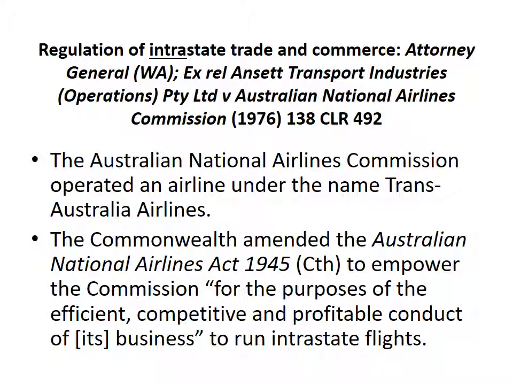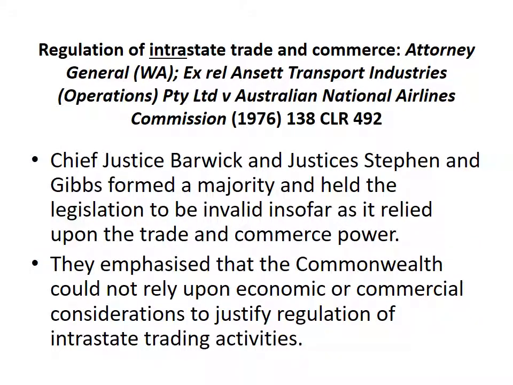The Australian National Airlines Commission operated an airline under the name Trans-Australia Airlines. The Commonwealth amended the Australian National Airlines Act to empower the Commission, for the purposes of the efficient, competitive and profitable conduct of its business, to run intrastate flights. Ansett argued that this was beyond its power under the Trade and Commerce Power. Chief Justice Barwick and Justices Stephen and Gibbs formed a majority to hold the legislation to be invalid so far as it relied upon the Trade and Commerce Power.